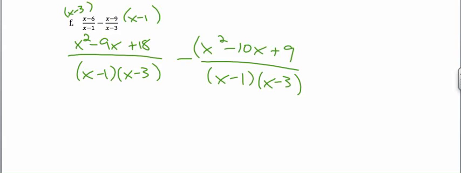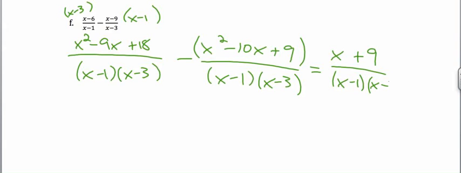Okay, again, the key is subtraction is outside parentheses, so we're going to be subtracting. So we do x squared minus x squared, that's 0. Then we do negative 9x minus negative 10x, that's just a regular x. And then we do 18 minus 9, that's 9. So we get x plus 9 on top over x minus 1, x minus 3.